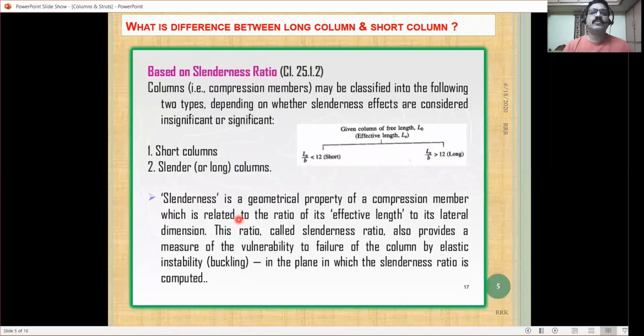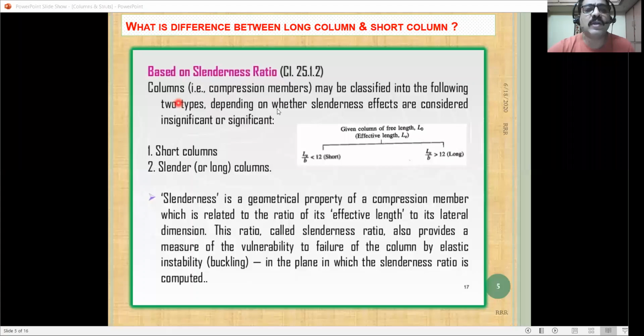But when we call it short and when we call it long, you have also studied that, so I'm not giving that much time to it. Everybody can easily understand the definition. I'll quickly go through this one so that you can clearly understand.